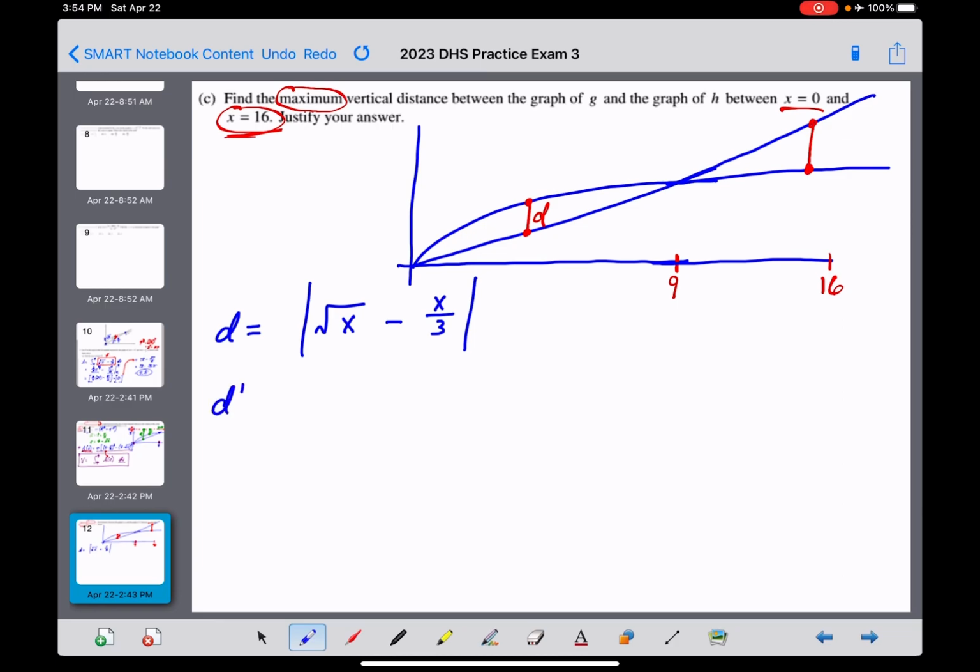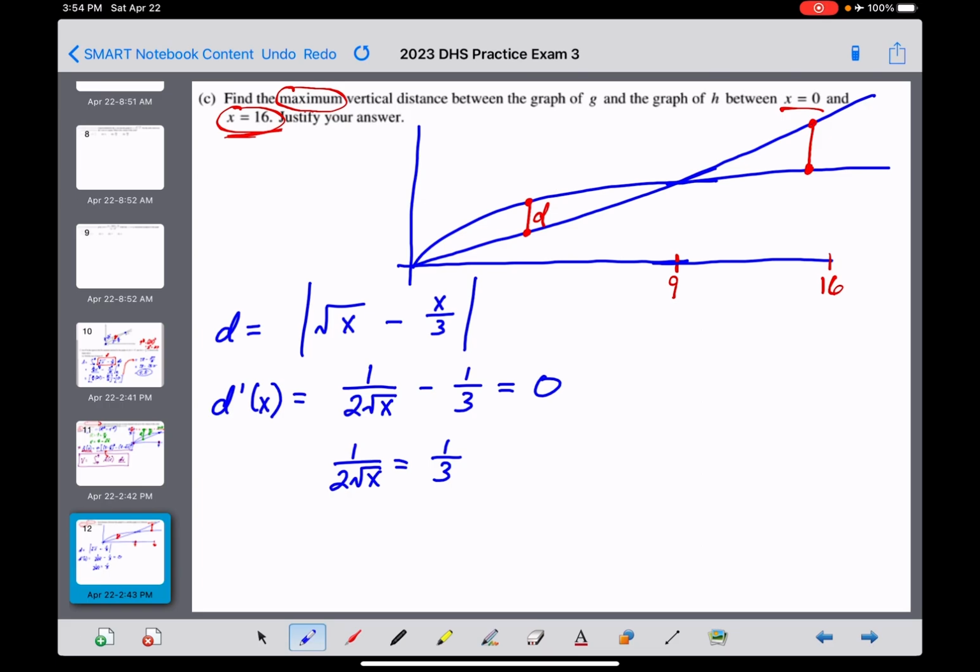So D prime of x, everybody, would be, let me ignore the absolute value right now, the derivative of the square root of x is going to be 1 over 2 root x, hopefully you have that memorized by now, minus the derivative of x over 3, which is 1/3 x, that derivative is just going to be 1/3. So there's the derivative of this function. We're going to set this thing equal to 0 and solve. I'll bring that 1/3 to the other side and get 1 over 2 root x is equal to 1/3.